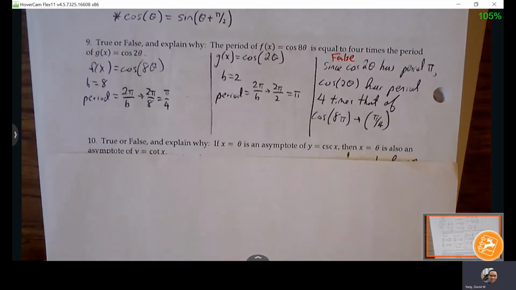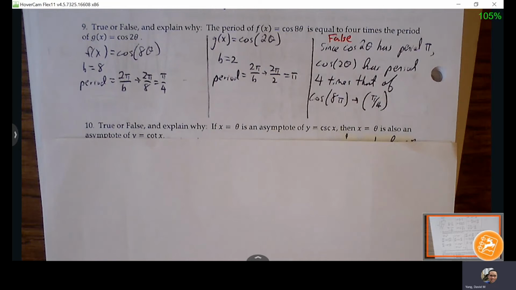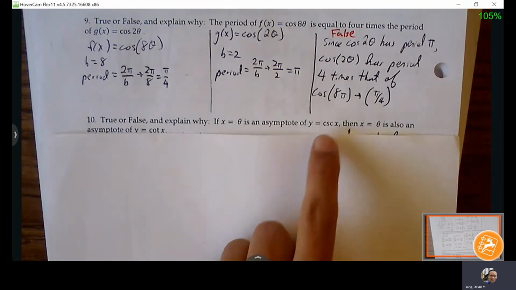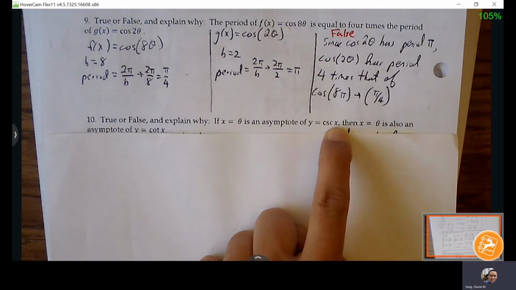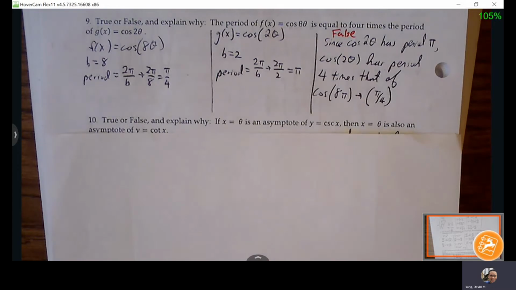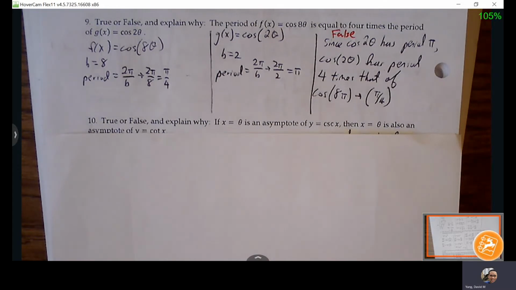Okay, number 10. If x equals theta is an asymptote of y equals cosecant of x, then x equals theta is also an asymptote of cotangent of x. How can we rewrite cosecant of x? Cosecant of x is just 1 over sine. What's cotangent in terms of sine or cosine? Tangent is sine over cosine because it's y over x. So cotangent is cosine over sine.